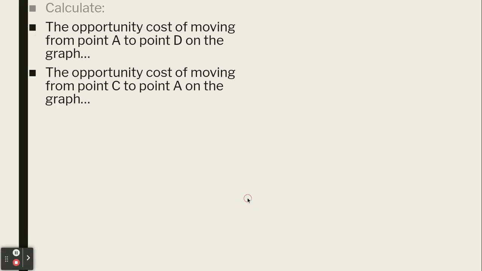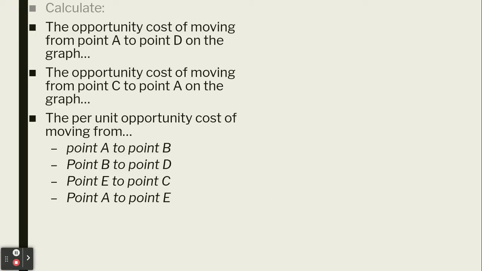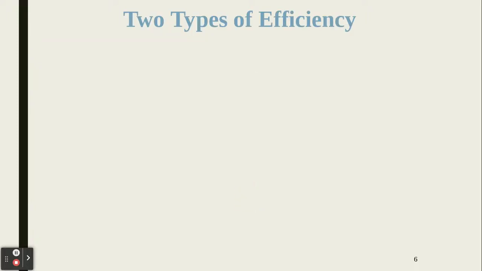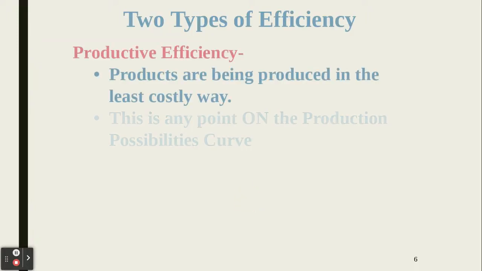All right, so we're gonna skip this. This deals with efficiency. Which types of efficiency are we using? Are we being efficient in making products, or are we not? The first type of efficiency is what we call productive efficiency. This is producing products the least costly way, or the cheapest way possible. So this is any point along the production possibilities curve. It could be point A, it could be point D. As long as it's on the curve, that means they're producing products the most efficient way possible.